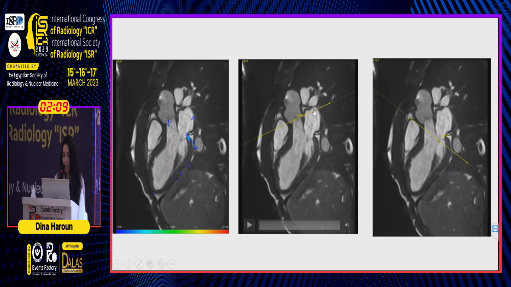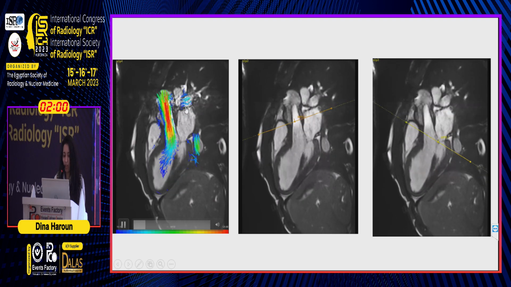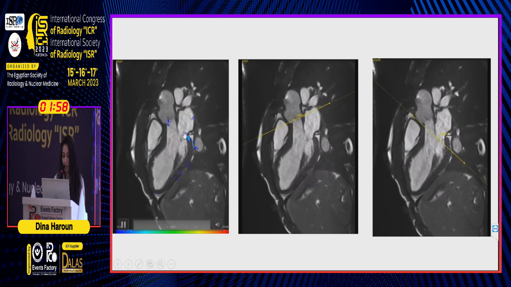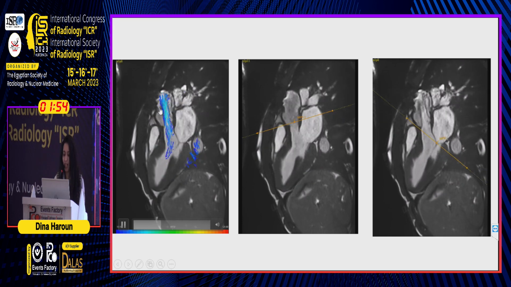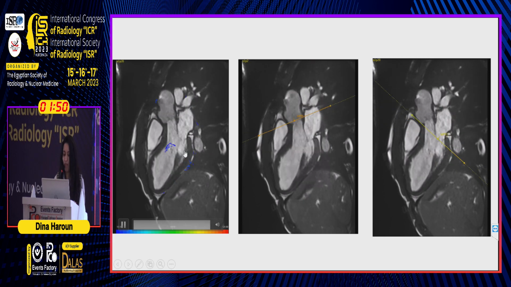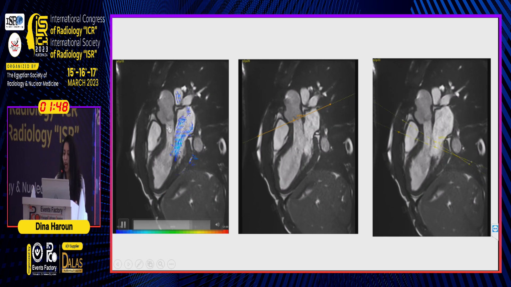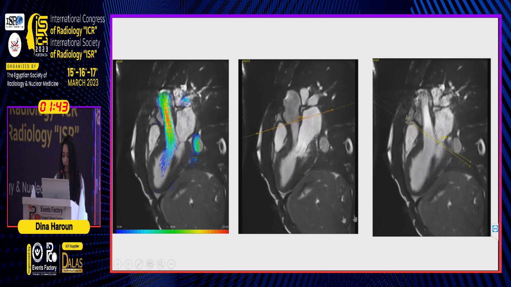And this is the flow, the inflow, outflow. This is the 3-chamber view, left atrium, left ventricle, and the aorta. And we are managing to measure the flow of the inflow, which is across the mitral valve, and the outflow across the aortic valve simultaneously in the same cardiac cycle.